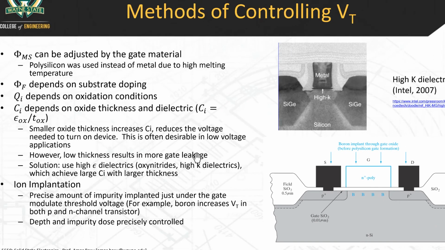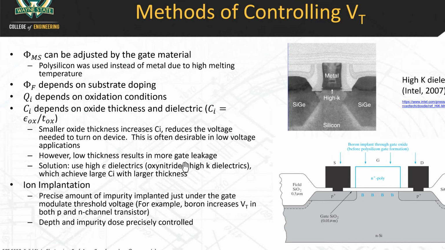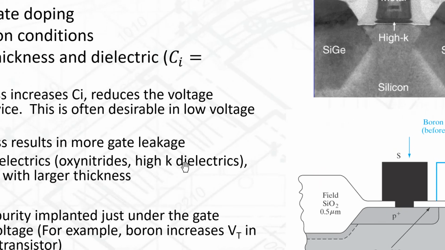Okay. And ion implantation. So this is a last, but certainly not least, method of controlling the threshold voltage. This is typically done in most fabrication processes for CMOS devices. Now, ion implantation is an extra step that's used in the fabrication process to modulate or change the threshold voltage. And what's typically done, I'm going to just zoom in here.